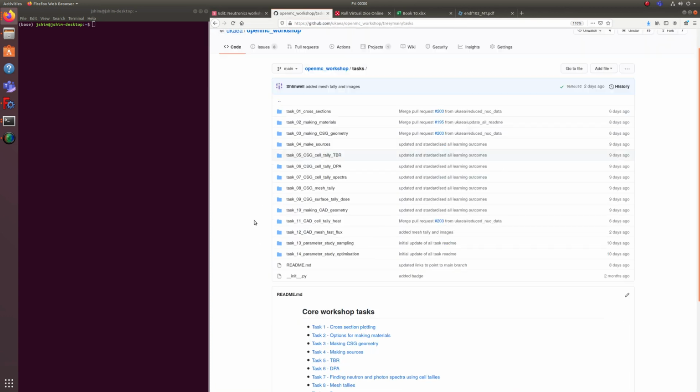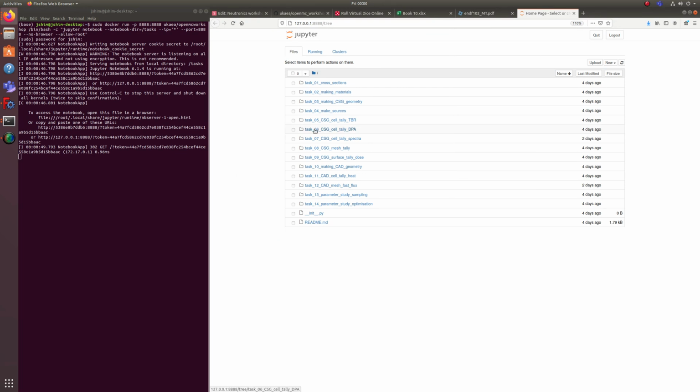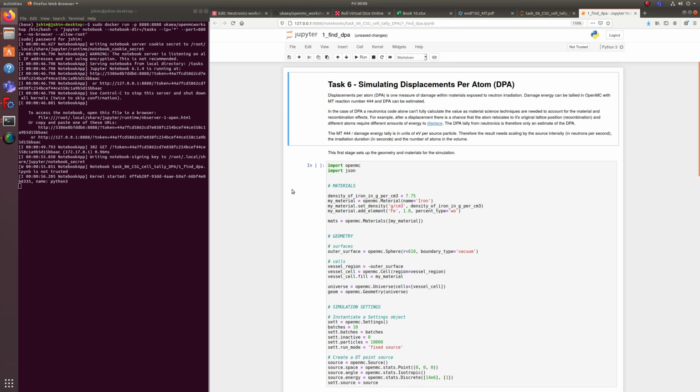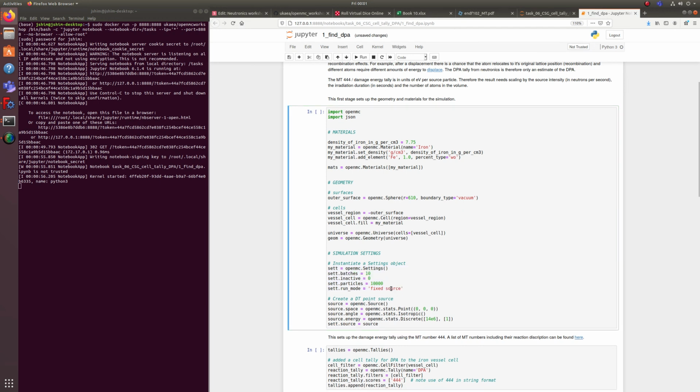Now I'm just going to run the workshop and open up this URL, and here's the workshop and task number 6 and DPA. Now the last task was on TBR, so we kind of glossed over these settings for the particle simulation. In general, this is the computational intensity. So we have a few important numbers here. The batches and the particles are the two I'd like to talk about. Inactive, we always set to 0 for fixed source simulations. You need that for criticality simulations, but not for fixed source.